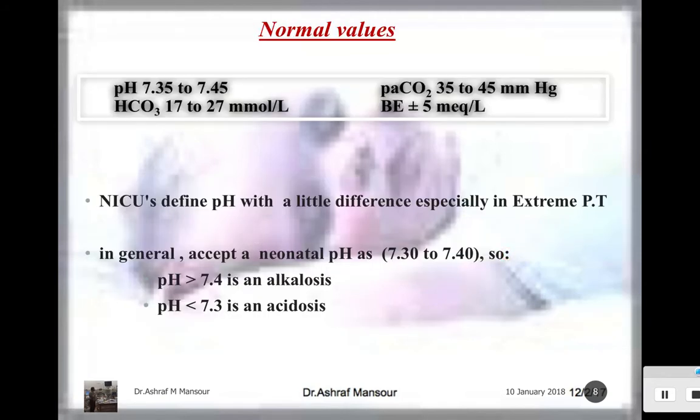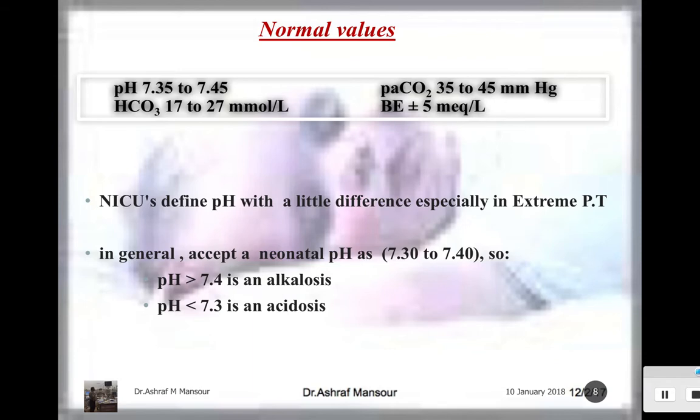The normal values, as we know: the pH between 7.35 and 7.45, and the PCO2 between 35 and 45, bicarbonate 17 to 27, and in newborns we can consider 16 to 26, and in extremely low birth weight 14 to 22. Base excess plus or minus 5.